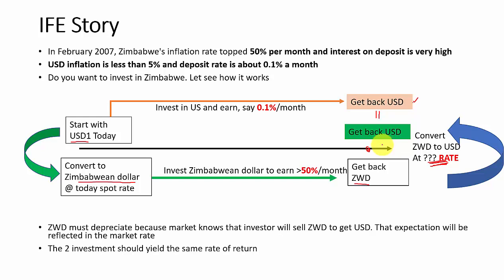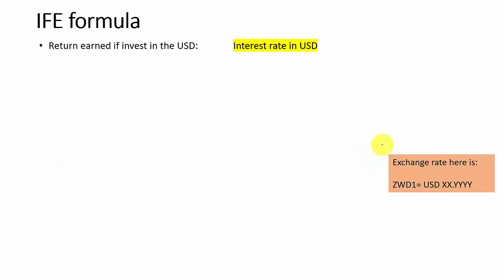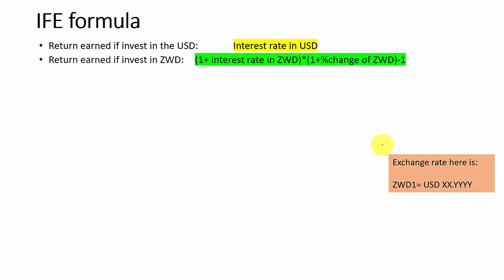Now let's see. In the next slide, I put the return together. So the return earned if invested in the US is very clear: the interest rate in US dollar, right? The return if invested in Zimbabwe will be equal to 1 plus the interest rate in ZWD times 1 plus the change in the value of that currency, minus 1.